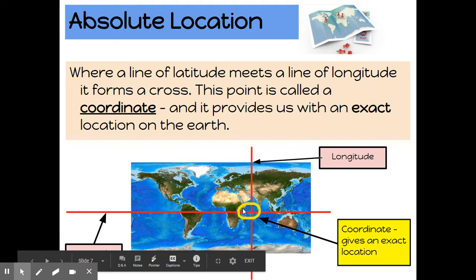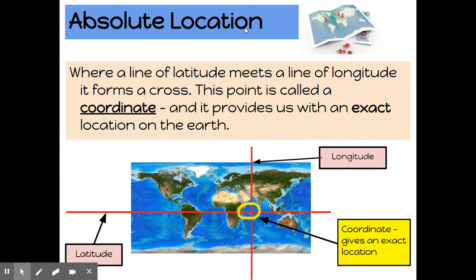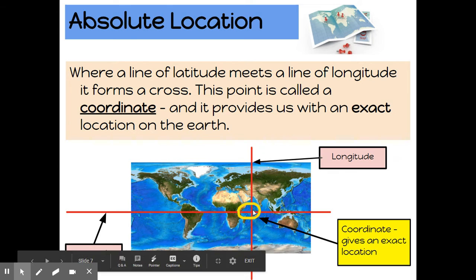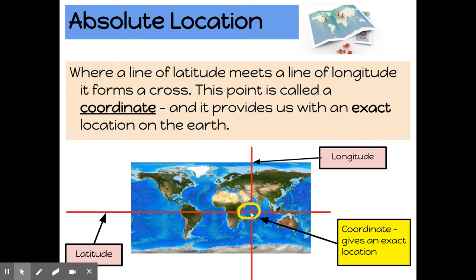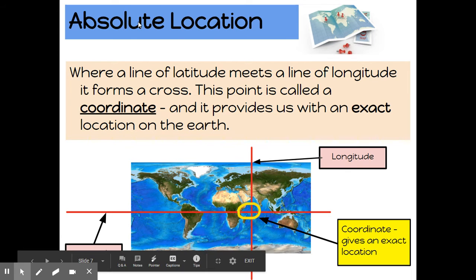So when we give somebody an exact location using lines of latitude and longitude, we can refer to that as absolute location. It's absolutely exact. If we give somebody the correct line of latitude and the correct line of longitude, they will know exactly where we are, and it's called absolute location.